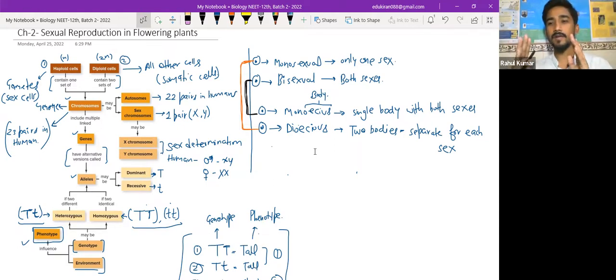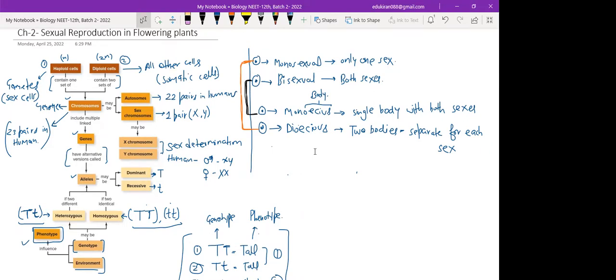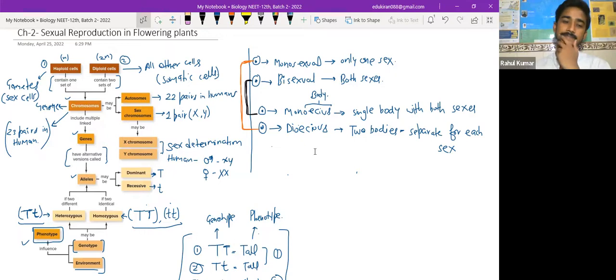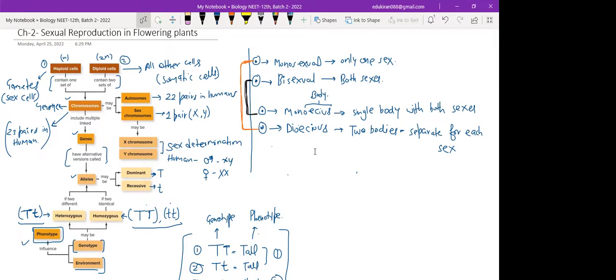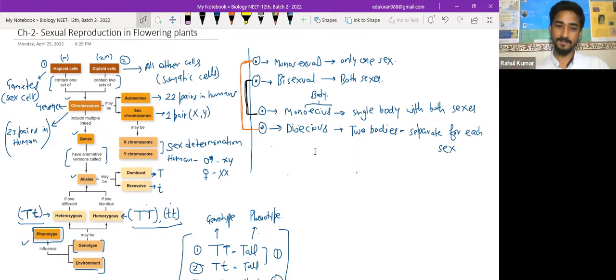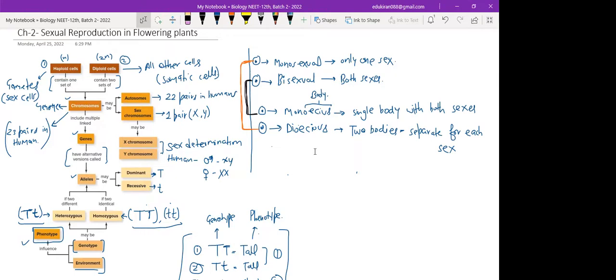So you understood, alleles are alternate versions or different forms of the same gene. Alleles can be of two types, heterozygous and homozygous. Homozygous means same type. It can be of two types, dominant and recessive. If we talk about tallness, we can take capital T as the dominant, and recessive we can take small t.